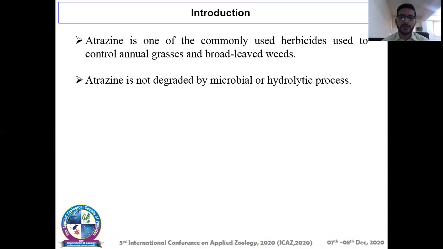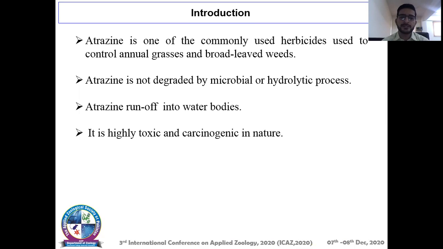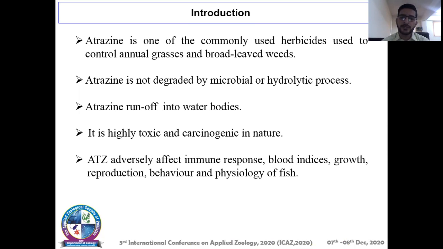Because of that, atrazine is present in the soil, and due to irrigation or rain, the atrazine runs off into water bodies. There are aquatic animals in those water bodies, and we also know that atrazine is highly toxic and carcinogenic in nature. So it has an adverse effect upon the immune response, blood indices, growth, reproduction, behavior, and physiology of the fish.